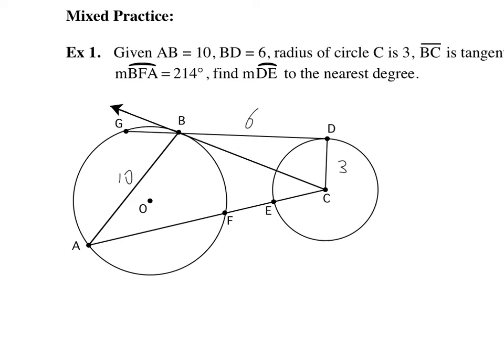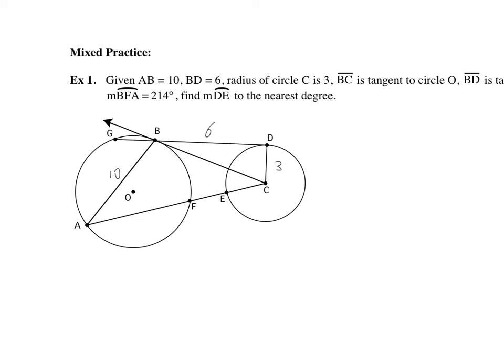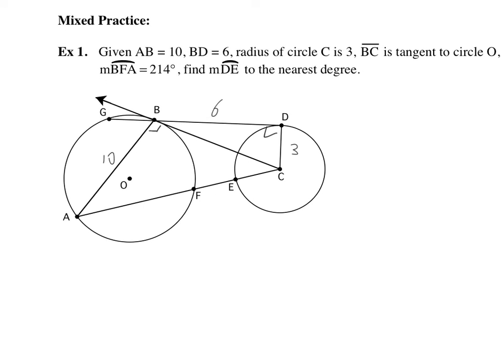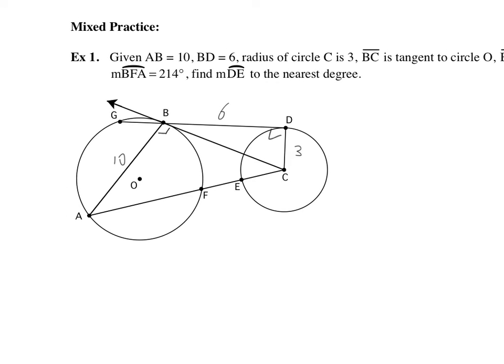Now we know that we have some tangents here. So BD is tangent to circle O. BC, sorry. Gotta read that correctly. And BD is tangent to circle C. And angle BFA. So that arc, major arc BFA, is going to be 214 degrees.